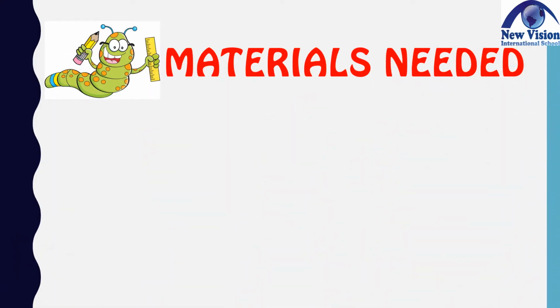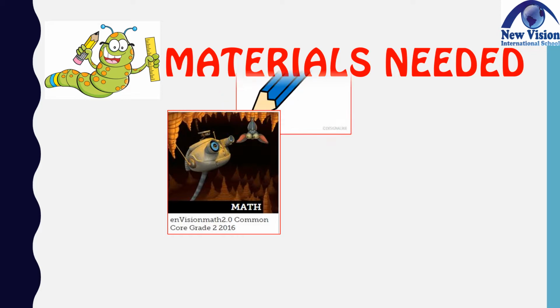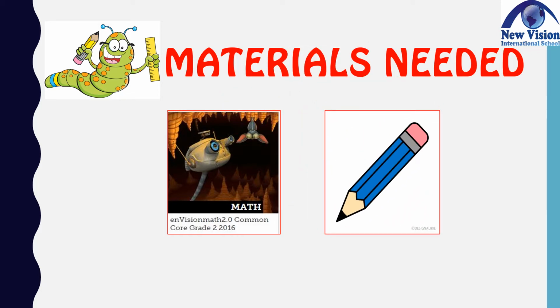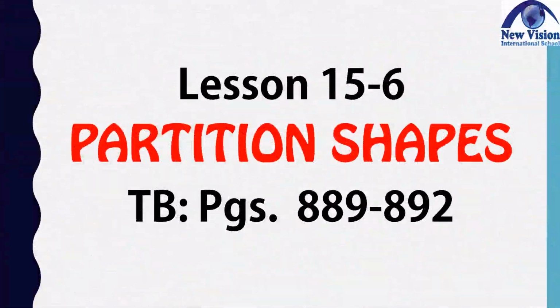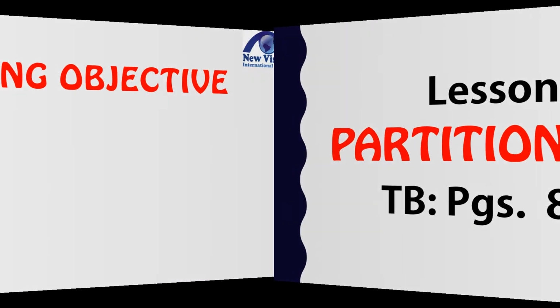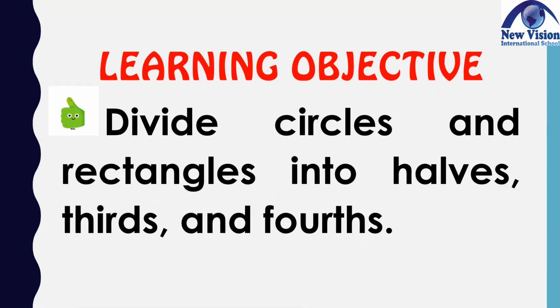Materials needed: math textbook and pencil. Chapter 15, Lesson 6, Partition Shapes, textbook pages 889 to 892. At the end of the lesson, the students are expected to divide circles and rectangles into halves, thirds, and fourths.